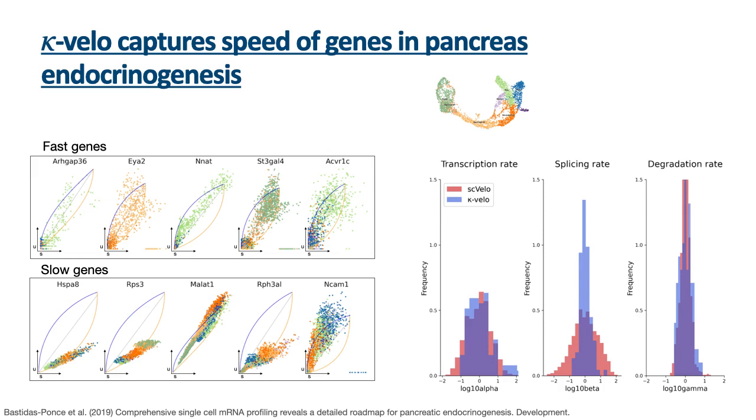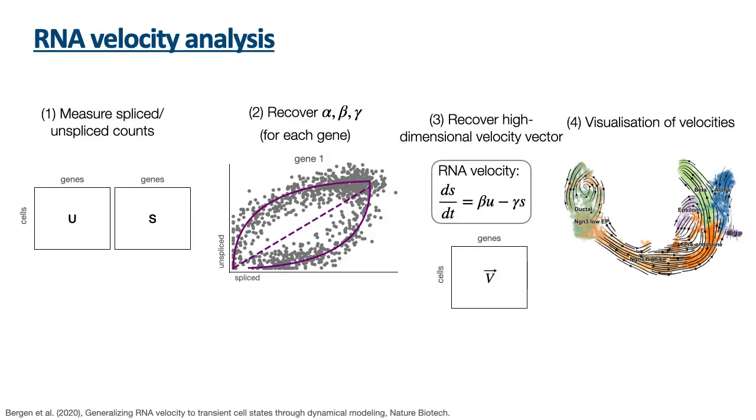In comparison, the range of splicing rate reported by kappa-velo is 100-fold, which is much closer to the reported ranges from experiments. Now, we've recovered the high-dimensional velocity vector and scaled the genes correctly. The next step is visualizing these velocities.